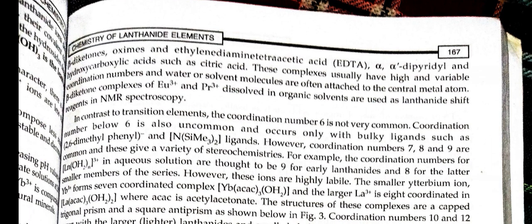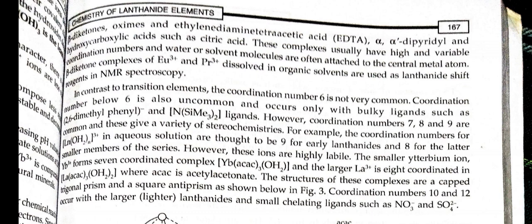In contrast to transition elements, coordination number 6 is not very common. Coordination numbers below 6 are also uncommon and occur only with bulky ligands such as 2,6-dimethylphenyl and N(SiMe3)2 ligands. However, coordination numbers 7, 8, 9 are common and these give a variety of stereochemistries. For example, the coordination number of [Ln(OH2)n]3+ in aqueous solution is found to be 9 for the earlier lanthanides and 8 for the latter members of the series. However, these ions are highly labile.